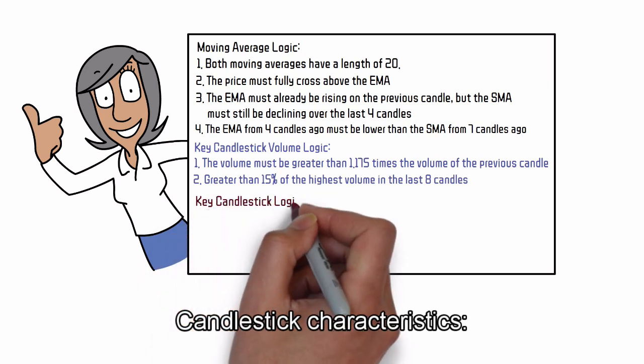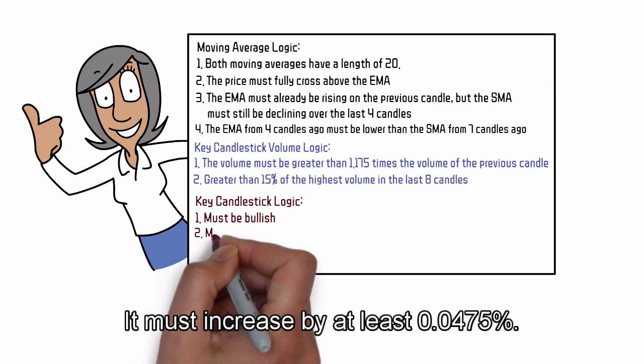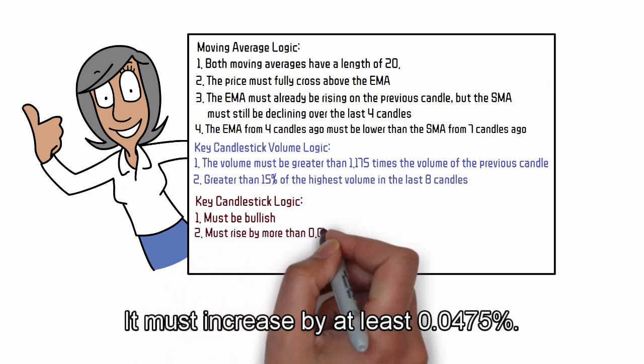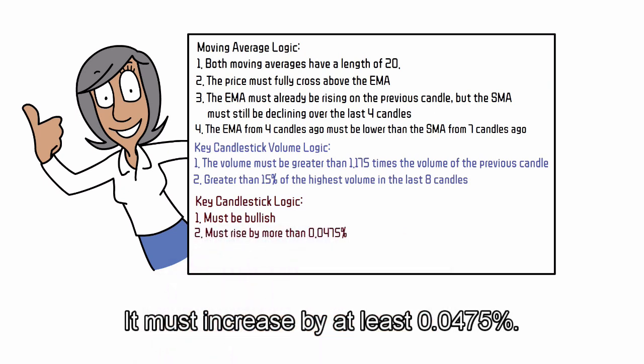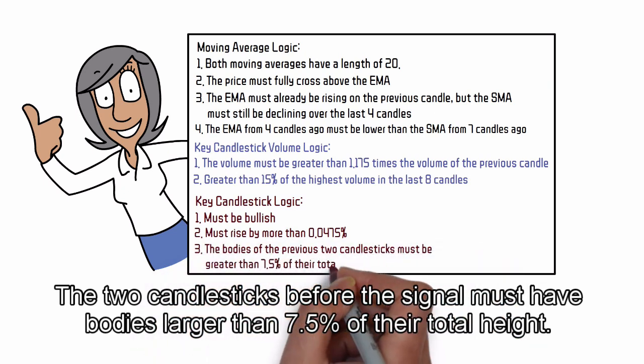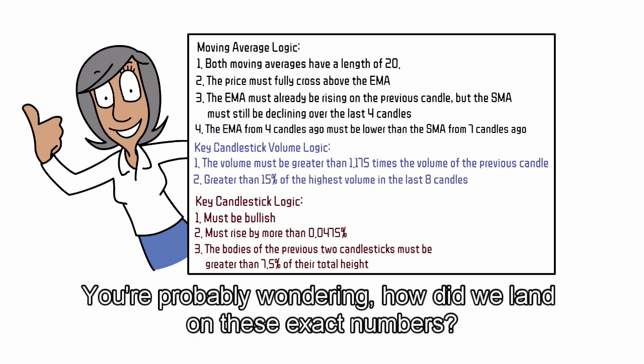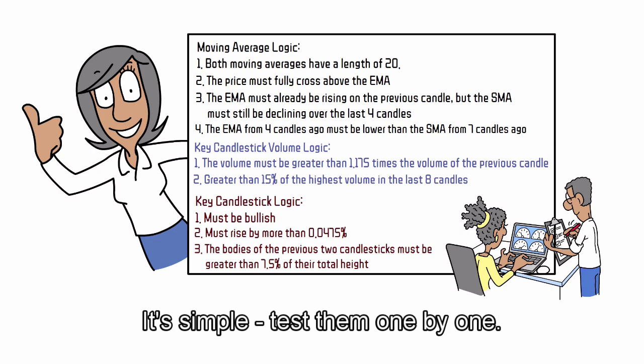Candlestick characteristics: the signal candlestick must be bullish. It must increase by at least 0.0475%. The 2 candlesticks before the signal must have bodies larger than 7.5% of their total height. You're probably wondering, how did we land on these exact numbers? It's simple, test them one by one.